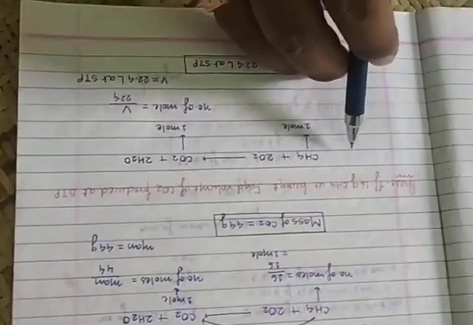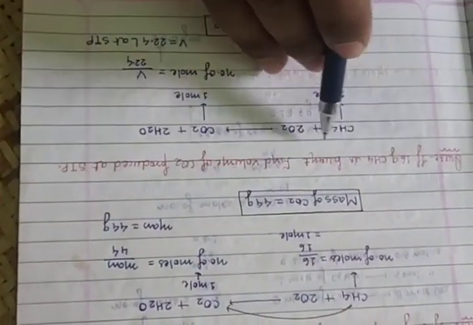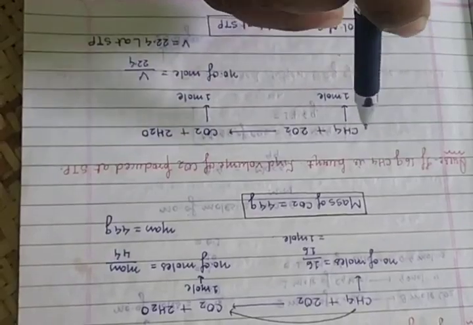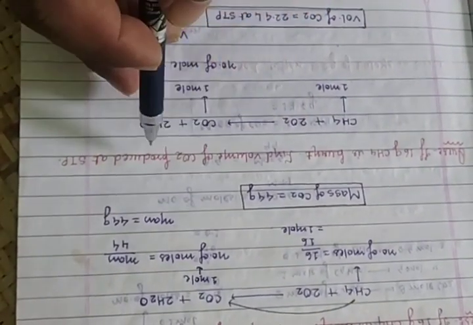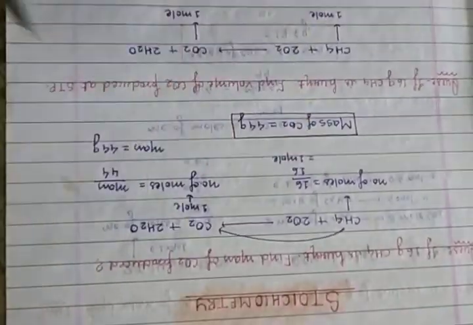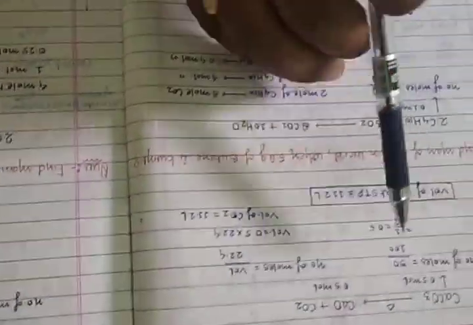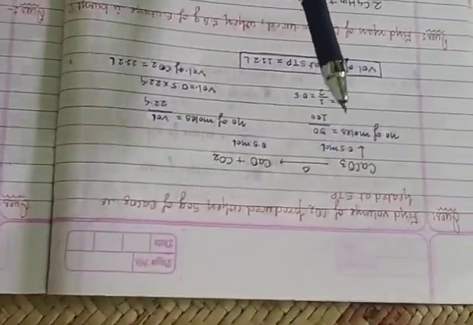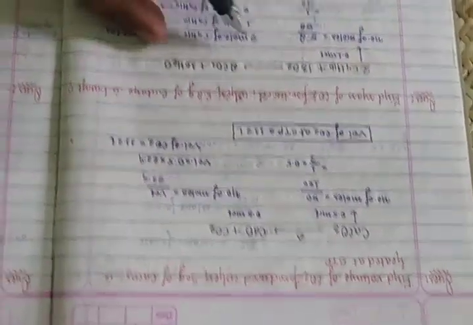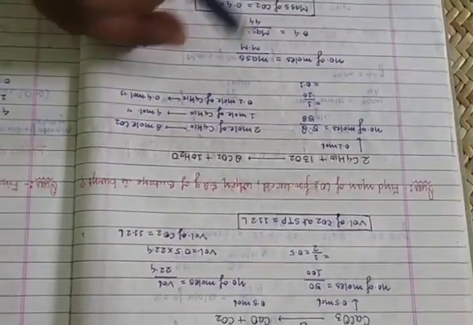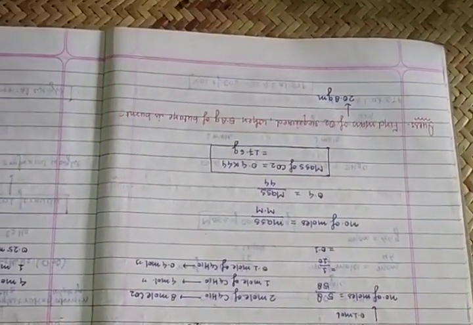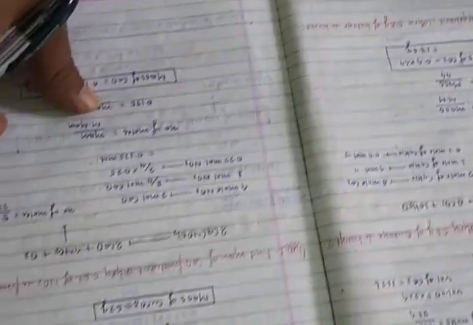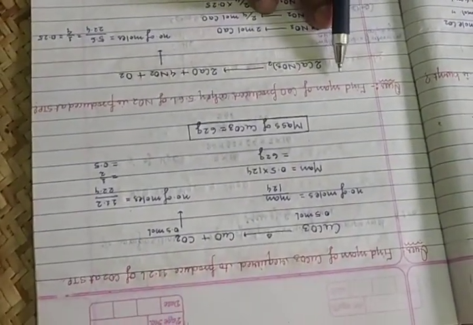Now here again there is the next question. This is your homework. Just note it down in your notebook and solve. There is the same question, but you find the volume of CO2. In the case of the first question, find the mass of CO2. So there are lots of questions. Just note them down and solve them yourself. This is your homework. Okay, clear?